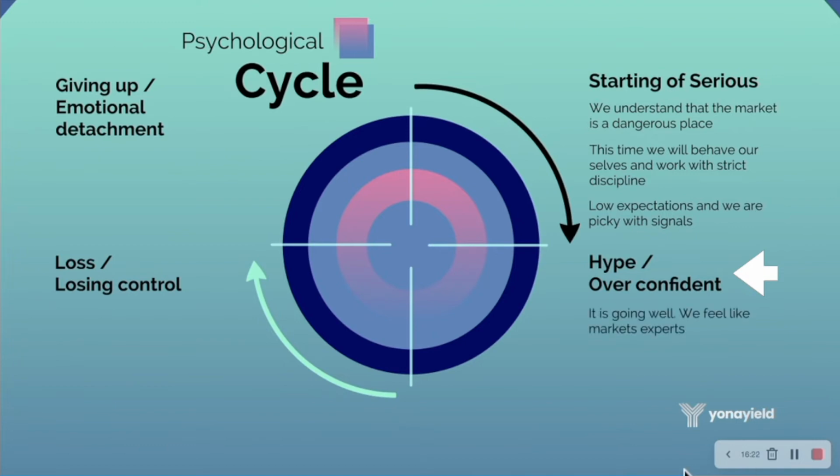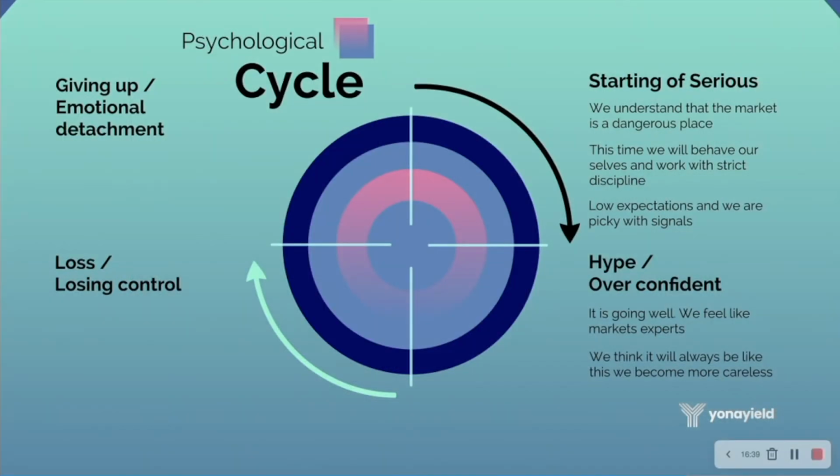All right, so everything is going well. We feel like market experts. This is terrible, man. We feel like market experts. We consume the news. We consume all that crap. We talk to our friends about our good trading, and this is the beginning of the end. So we think it will always be like this. It will just magically continue like this, and we become more careless because we are market experts now.